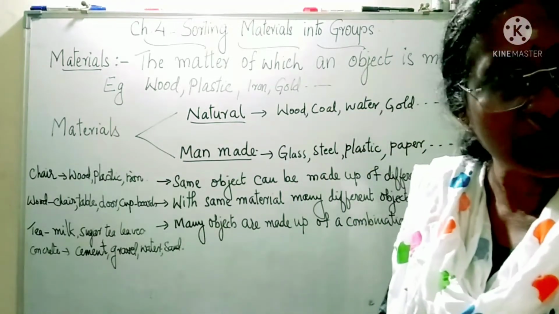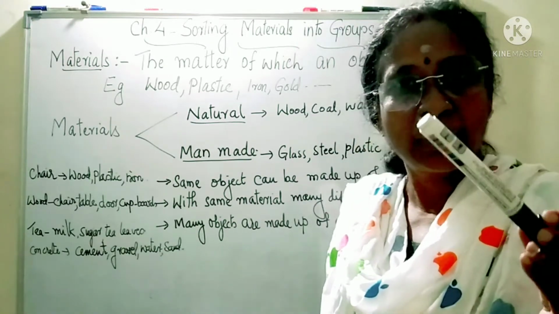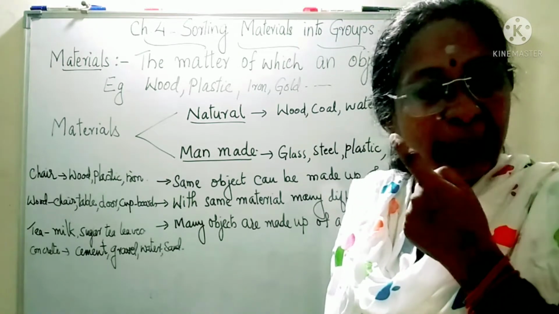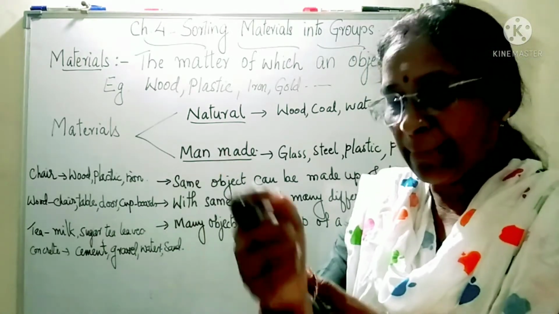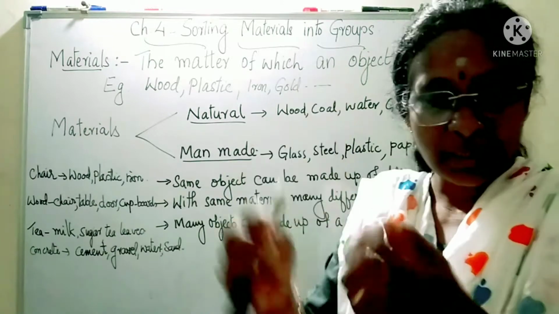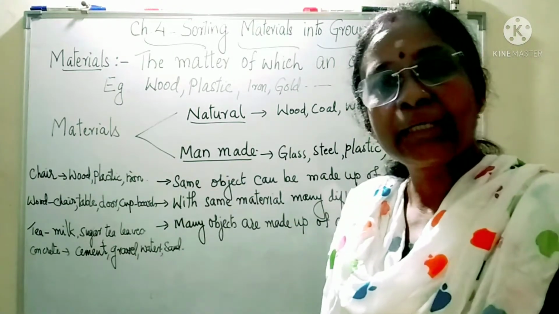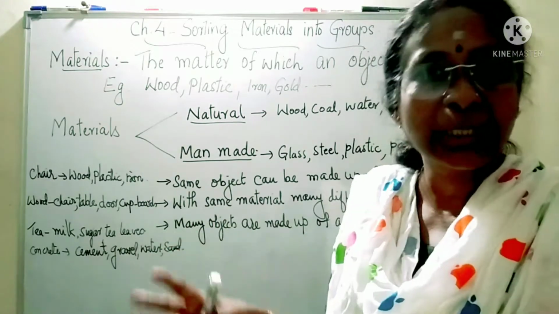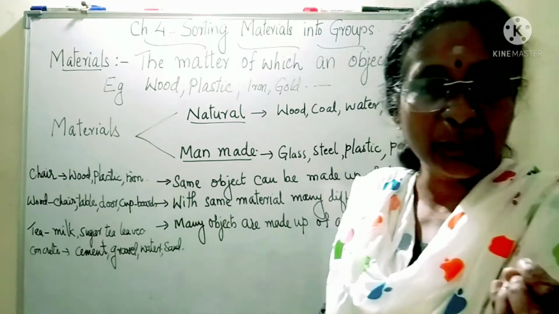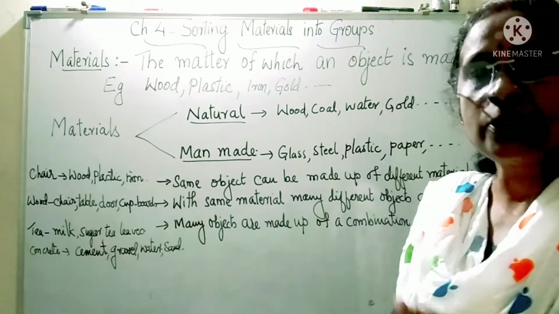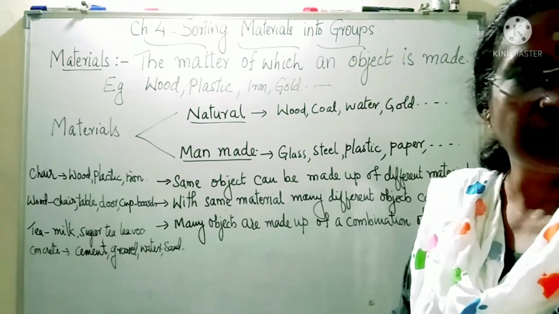an object is made. Now if you see this pen, it is made up of plastic. If you see my spectacles, it is made up of glass. If you see my bangles, these are made up of gold. These bangles are made up of glass. Like that, if you see different objects around you, all the objects are made up of something. So that something with which an object is made is called materials.